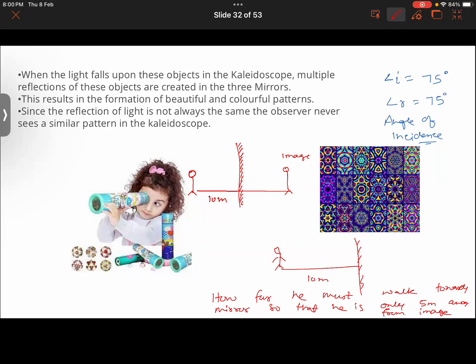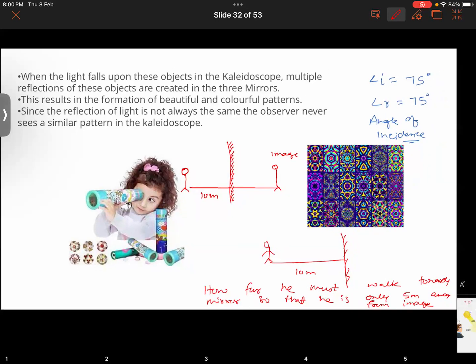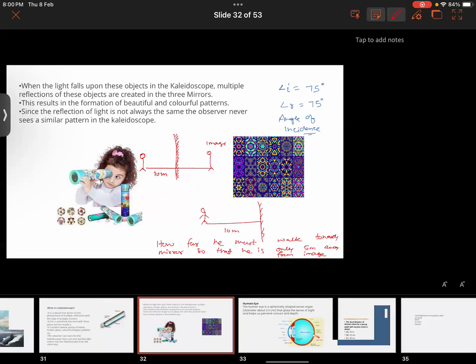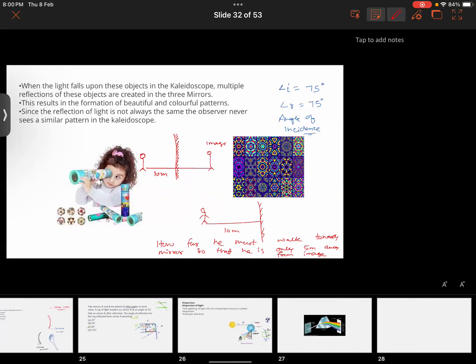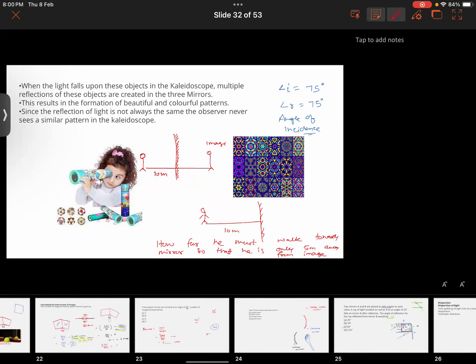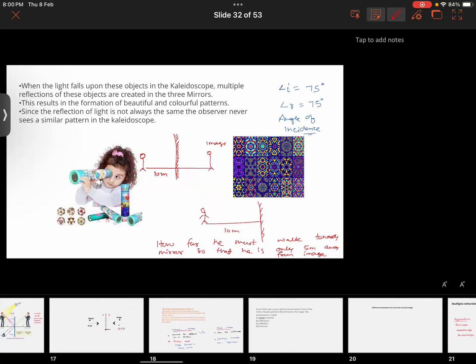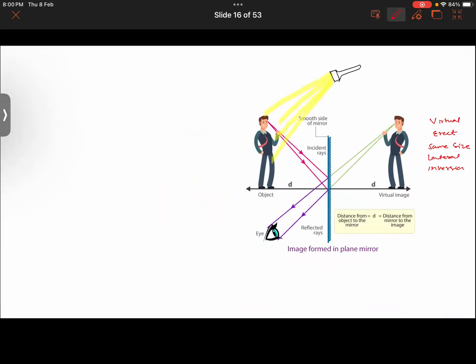No, Arham, that isn't correct. See, the question says, first of all, what was the nature of the image formed in a plane mirror? What nature have we studied regarding the distance? If you recall, the distance of the image from the plane mirror and that of the object from the plane mirror is the same.